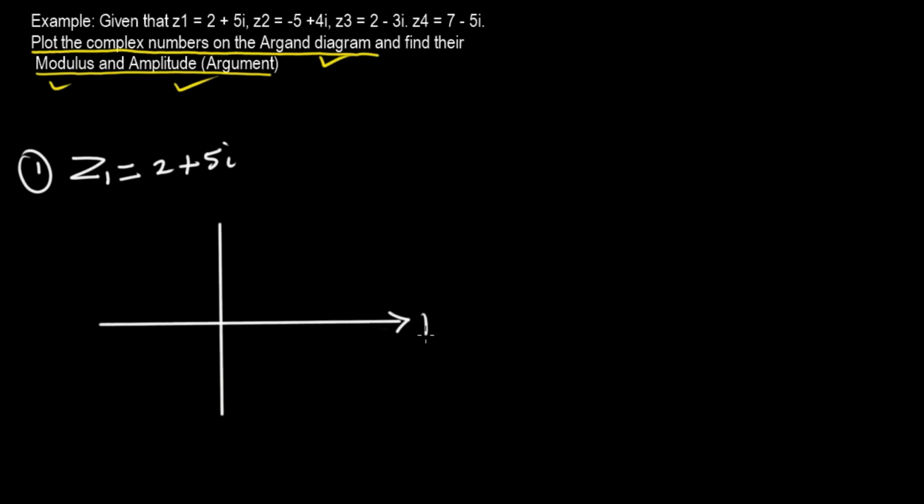Now this is the real axis and this is the imaginary axis. So we have 2, which is the real part, so we can choose 2 to be a, and we have 5, which is the imaginary part, we can choose 5 to be b. So let me use a more vibrant color. Okay, so let's say this is a complex number z1 equal to 2 plus 5i.